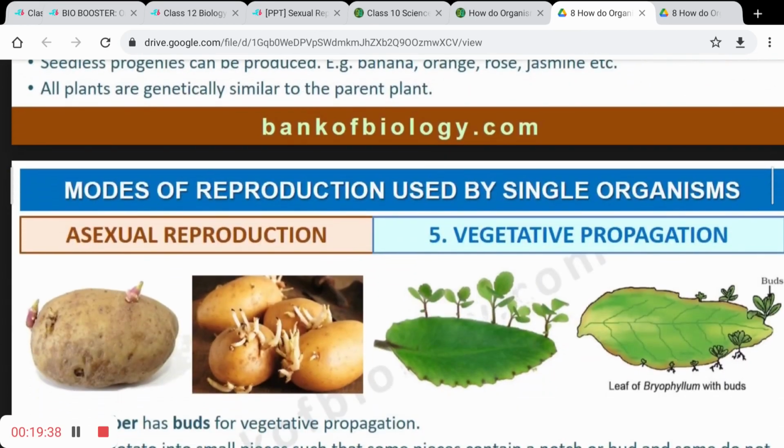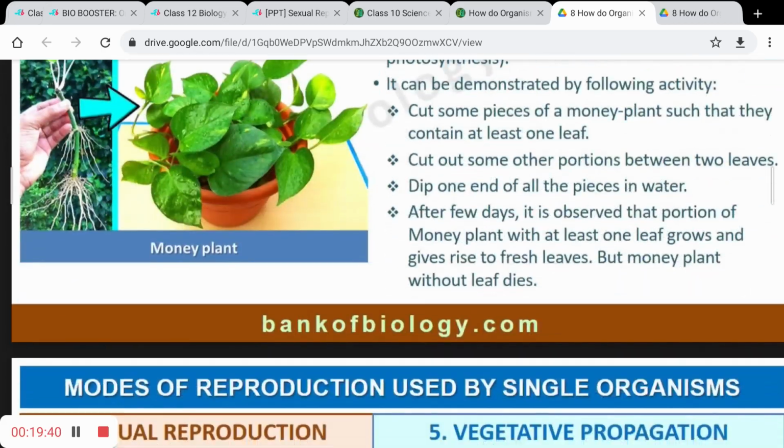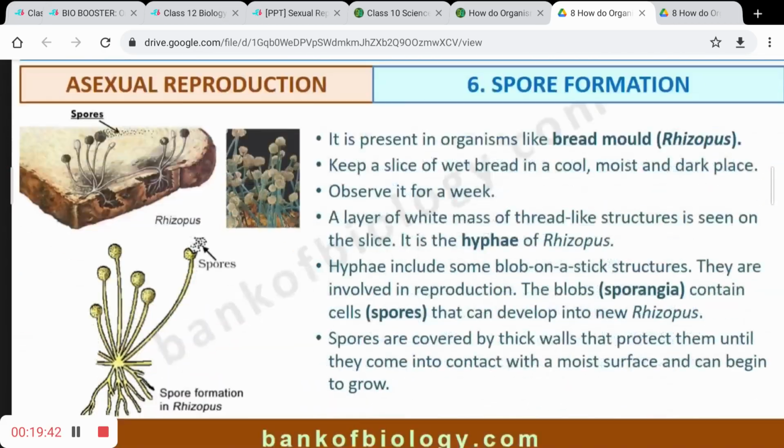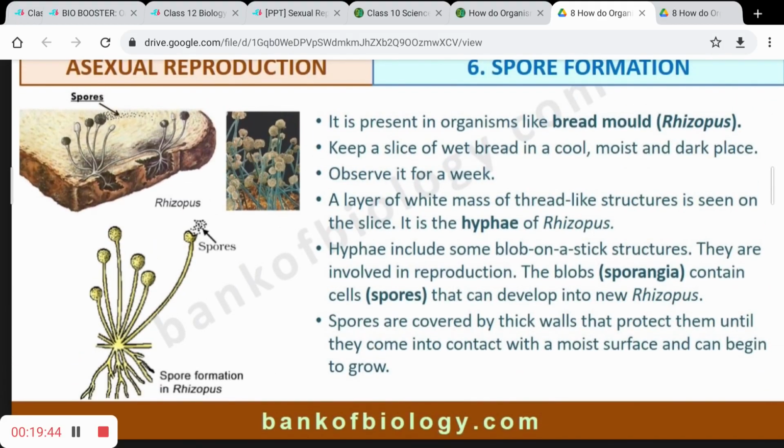Next, last one, spore formation. What does spore formation mean? Sporangia bear spores. It happens in fungi. It is present in organisms like bread mold, Rhizopus.